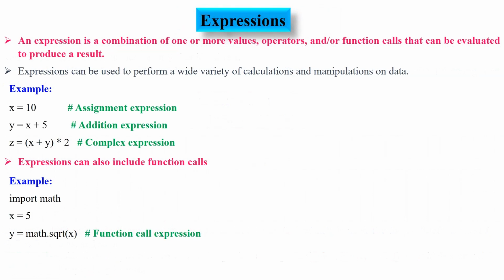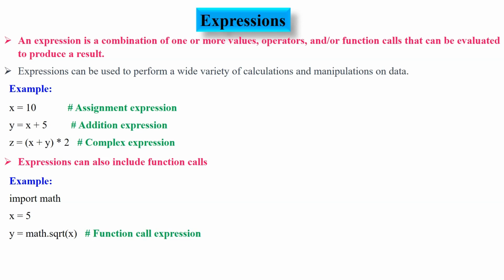In Python, an expression is a combination of one or more values, operators, and/or function calls that can be evaluated to produce a result. Expressions can be used to perform a wide variety of calculations and manipulations on data. Here are some examples of simple expressions in Python. x = 10 is an assignment expression, y = x + 5 is an addition expression, and z = (x + y) * 2 is a complex expression.